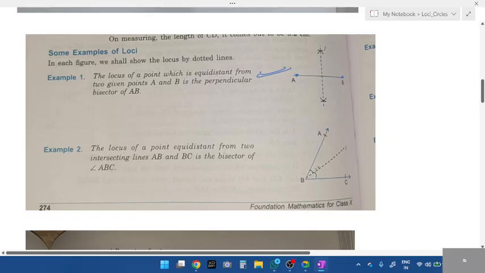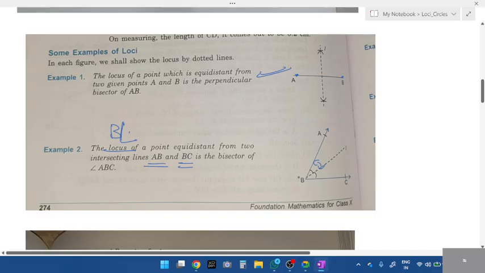Respond. BL is the locus here. Yeah, BL is the locus. So from the locus, the other two angles, the other two of a point equidistant from two intersecting lines. What are the two intersecting lines we have? AB and BC. Yes, AB and BC. BL is the bisector of ABC.